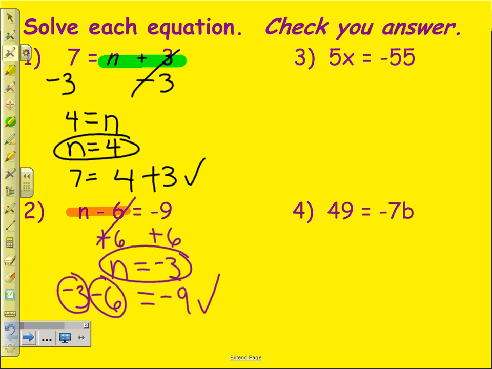Number 3, 5x is equal to negative 55. You'll notice that on number 1 and 2 we were adding or subtracting. Now we're going to move into some multiplication and division. So the process is going to be a little different. Instead of adding and subtracting, the opposite of multiplication is going to be division.